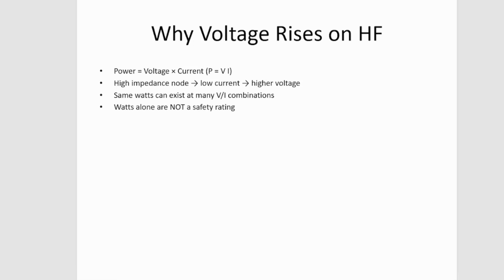This slide reminds us of the relationship many people forget. Power equals volts times current. Watts are only the product. If a system is at a high impedance node, the current drops and voltage rises to keep the watts the same. That's why saying it's only 100 watts tells you nothing about your shock risk. Voltage defines whether RF arcs, whether you get carbon tracks, or whether your skin gets burned.